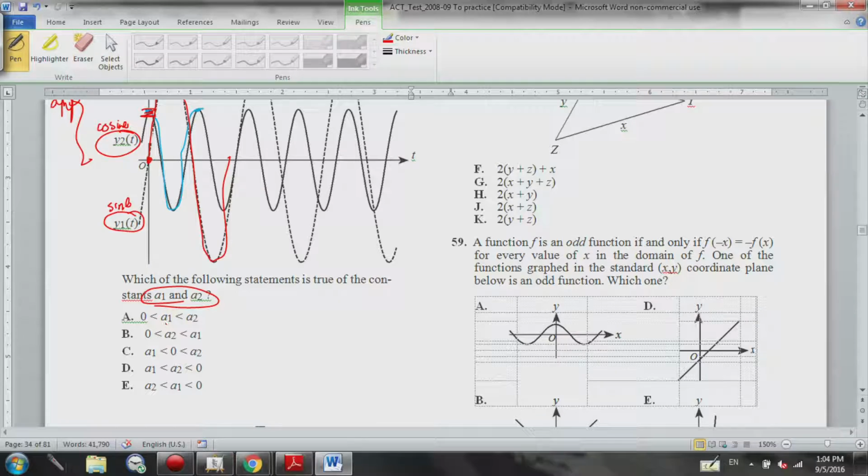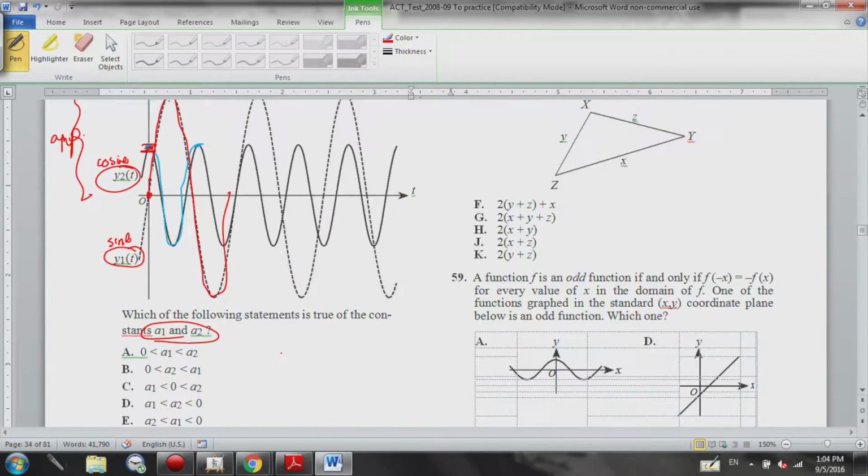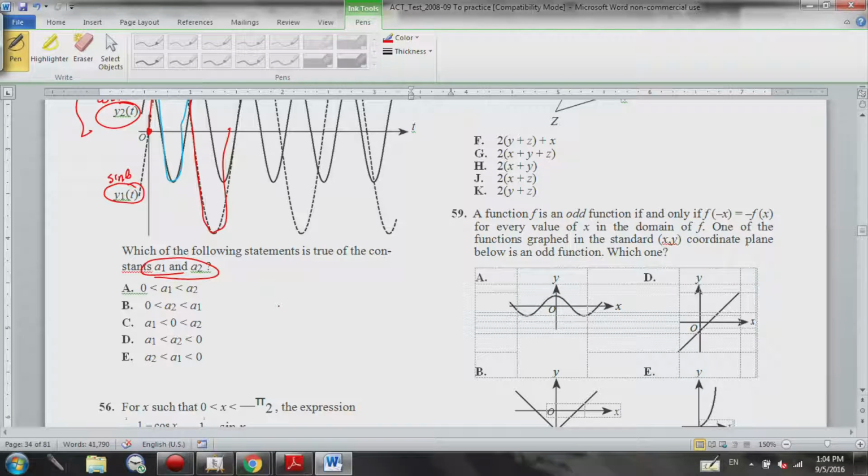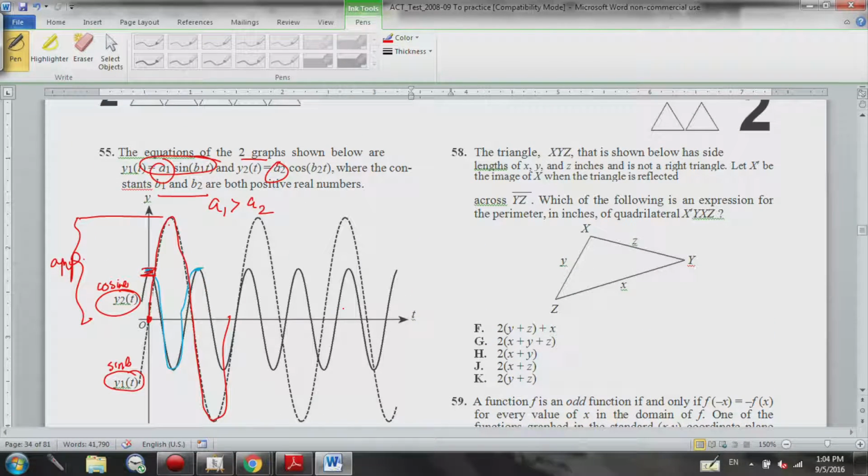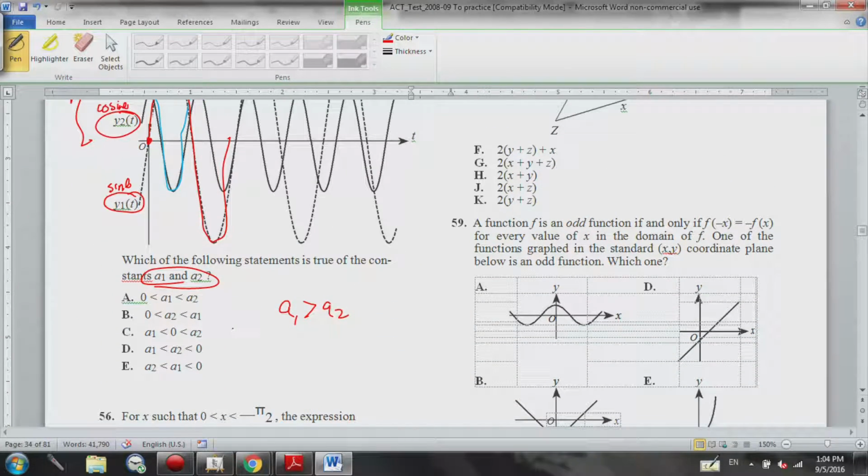So they're both greater than zero, and what did we say? We said A1 is greater than A2, if I get this correctly. So A1 is greater than A2. A1 is the sine curve. And so they're both greater, so 0 is less than A2, which is less than A1. That's how the question is framed.